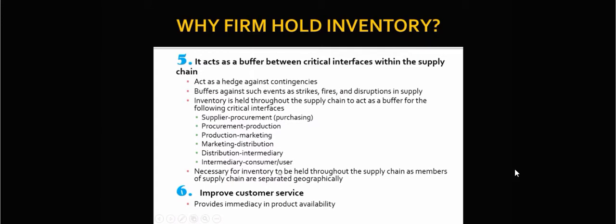Necessary for inventory to be held throughout the supply chain as members of supply chain are separated geographically. Perlulah kita ada inventory sebab kadang-kadang kita akan berhadapan dengan keadaan yang mana kita punya rantaian bekalan ni terpisah disebabkan faktor geografi. Alright. And then kita perlu ada inventory in order to improve our customer service. So this provides immediacy in product availability. So bila kita ada inventory, right, kita akan dapat mempertingkatkan kita punya khidmat pelanggan.